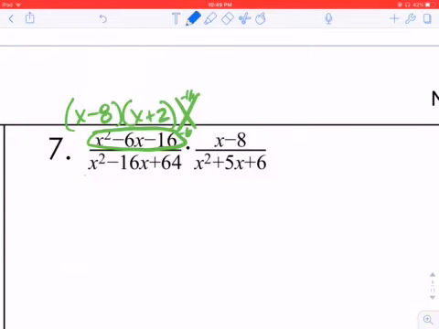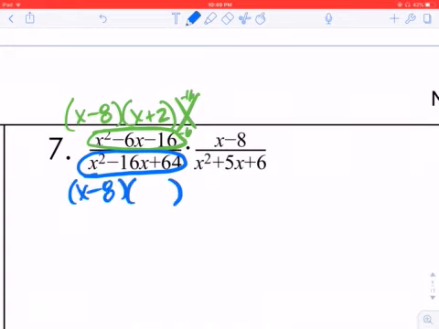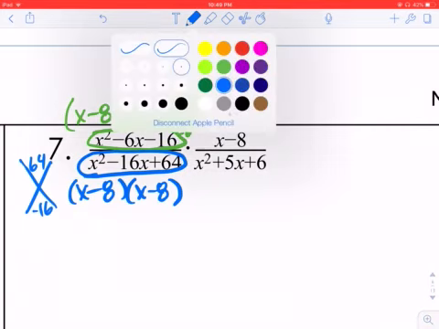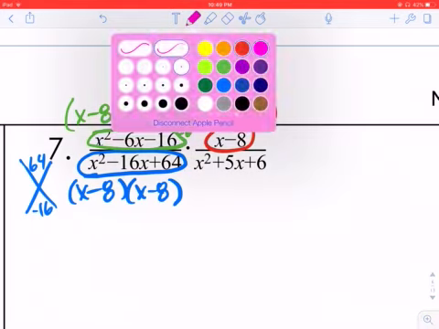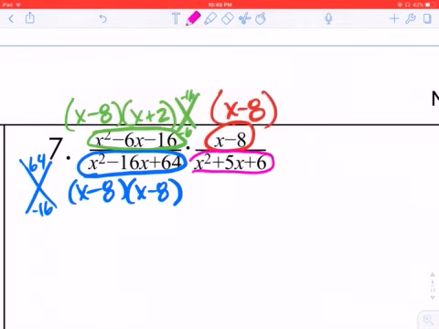Right? I'm going to take a look at this one here. That turns into x minus 8 and x minus 8. Those are numbers that multiply to get 64, add to get negative 16. So my numerator is in green there, my denominator is in blue. I have just my x minus 8 over here, and then I see this one here can be split into 2 pieces, x plus 3 and x plus 2.